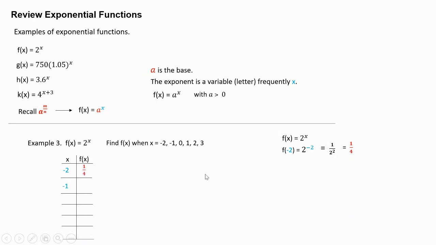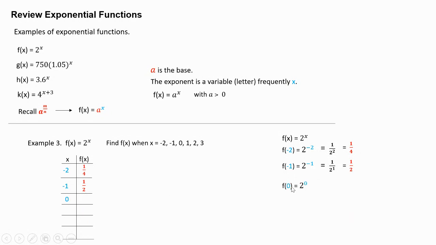Now let's try negative 1. And we repeat the process. So f of negative 1 means that I'm going to plug in negative 1 where the x is in the original function. Now we evaluate. So it's going to give us 1/2. So when x is negative 1, y will be 1/2. Okay.